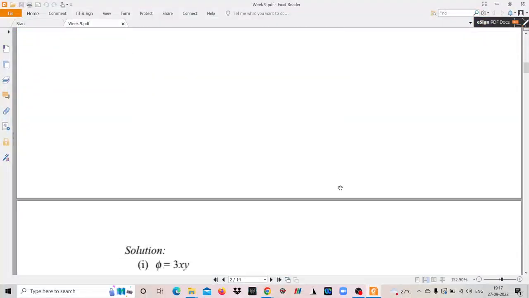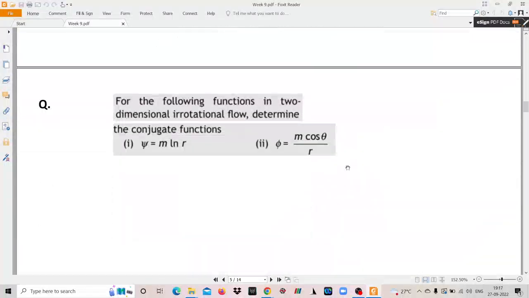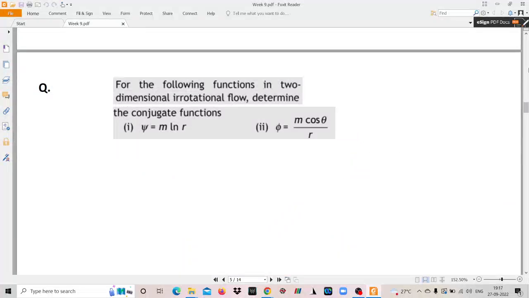Let us move to the next problem. For the following functions in two-dimensional irrotational flow, it is given to you that the flow is two-dimensional and irrotational. Determine the conjugate functions. Conjugate function means psi is given, you need to determine phi, that is the velocity potential function. In the second part, phi is given, you need to compute the stream function.